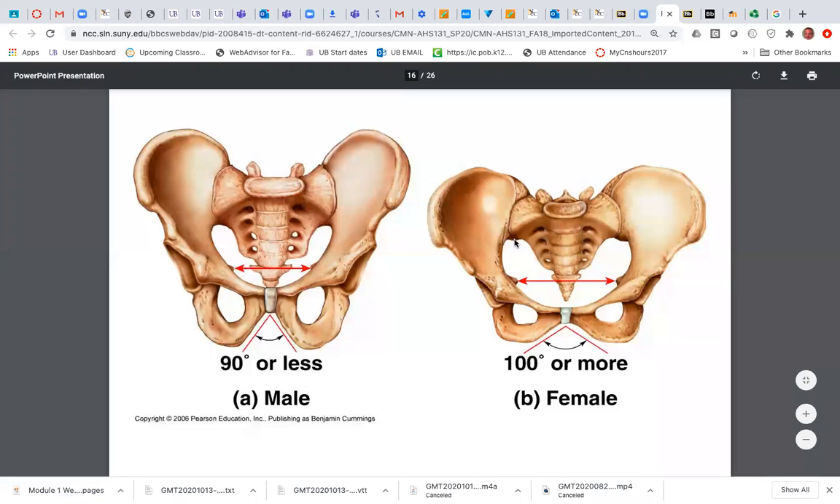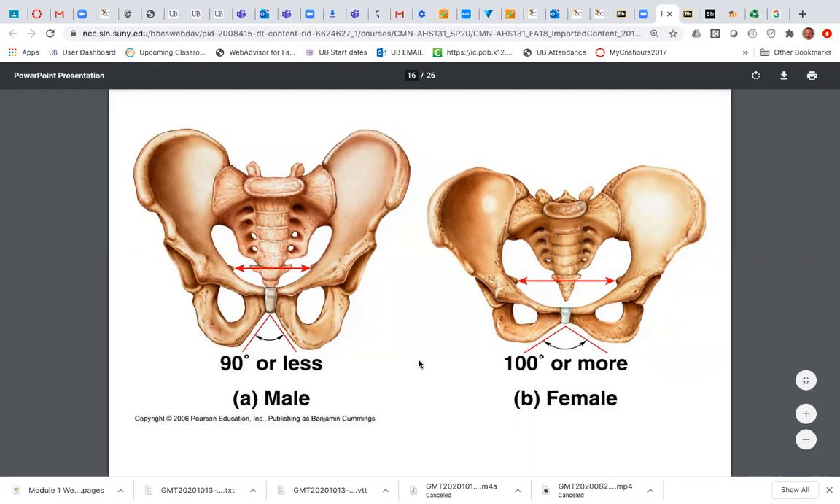But if we look at the angle here at the pubic symphysis, the male angle here is 90 degrees or less, and the female pelvis, if we draw a line along the inner brim of this, it's 100 degrees or greater. And if you were to add a line through the pubic symphysis and a line here, some may say it looks like the difference between a wine glass versus a champagne glass, right?